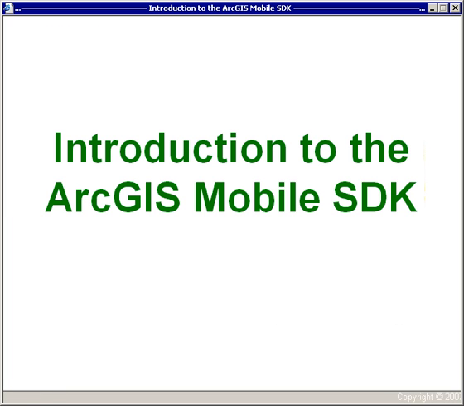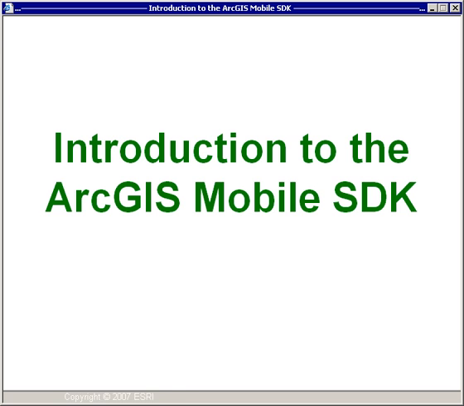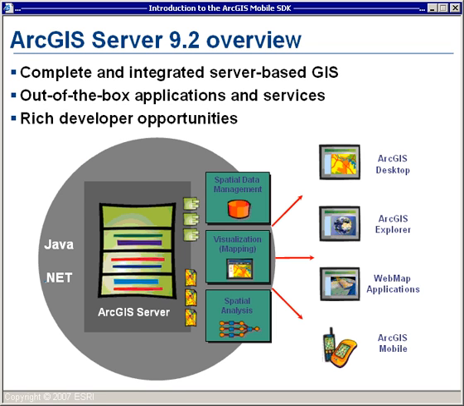Okay, so following on from that, we're going to now look at the SDK itself. We're just going to cover a quick introduction to it, and then we'll get into a wonderful demonstration. So the ArcGIS Mobile SDK is available at 9.2 as part of our ArcGIS Server product. ArcGIS Server is a complete and integrated server-based GIS. The product itself provides us with very rich developer ADFs or SDKs, but also an out-of-the-box experience.